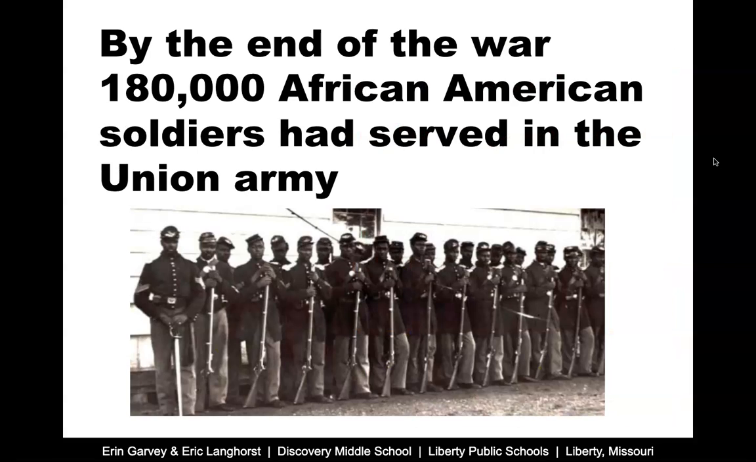Okay. Now, we talked a little bit earlier in the notes on this particular unit on the Civil War, that African Americans were not allowed to enlist in the Army at the beginning of the war. Lincoln then changes his policy later on. By the end of the war, they estimate about 180,000 African American soldiers did end up serving in the Union Army. Some of those were slaves that were freed because of the Emancipation Proclamation. We also had free blacks in the Union states that did this. But there's a considerable amount of soldiers in the Union Army that are African American.